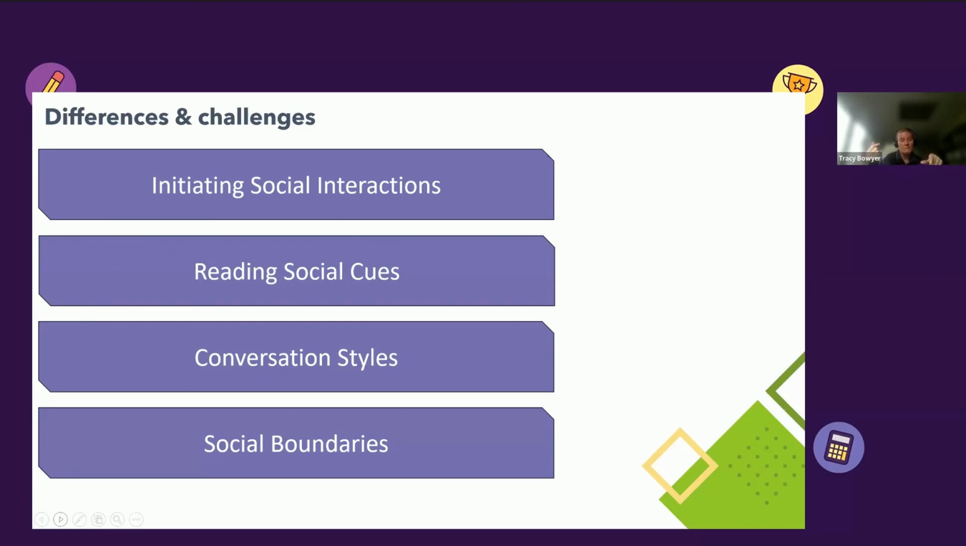For some of our young people, it can be the opposite. Actually, for some young people, they quite literally just jump into those conversations, seeming quite abrupt, sometimes interrupting the conversation, not because they mean to interrupt, but because they want to get involved and they want to contribute. So again, just a difference in terms of how they manage and initiate those social interactions.